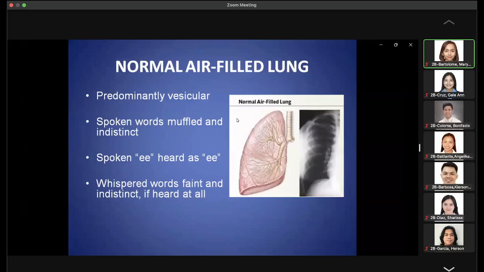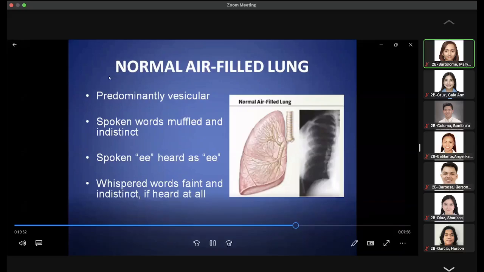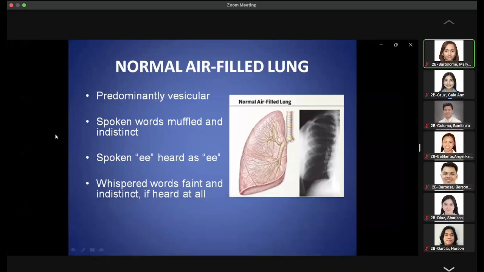Now we go to the findings of a normally air-filled lung. A normally air-filled lung is predominantly vesicular. Spoken words are muffled and indistinct. On spoken E, it should be heard as E. And whispered words are faint and indistinct if heard at all. So these are your findings of a normally air-filled lung.